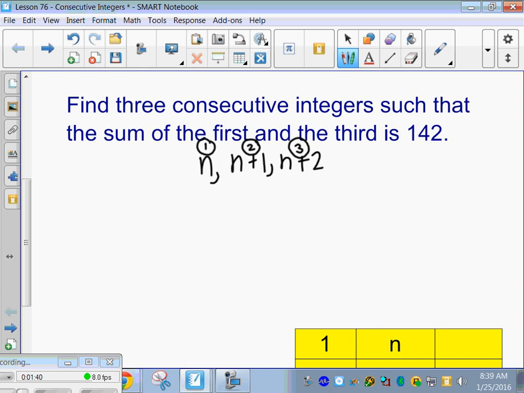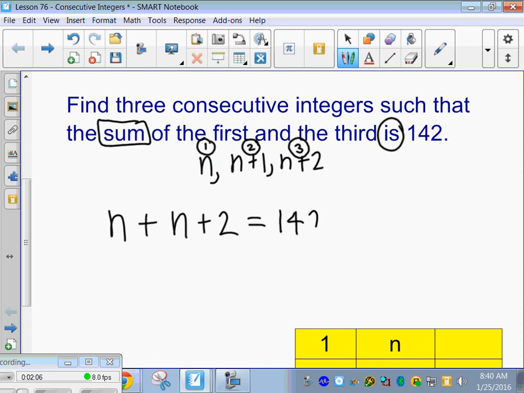So find 3 consecutive integers such that the sum of the first and the third is 142. Sum means what? Add. So we're adding the first number and the third number. So the first number is n, and because it says sum, we put a plus sign in between the first and the third. So here's my first number, and here's my third number. What does is mean? Equals 142. And now we solve it. So what's n plus n? 2n.